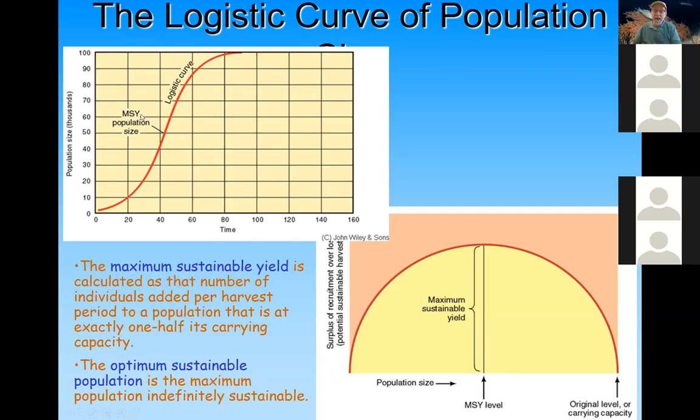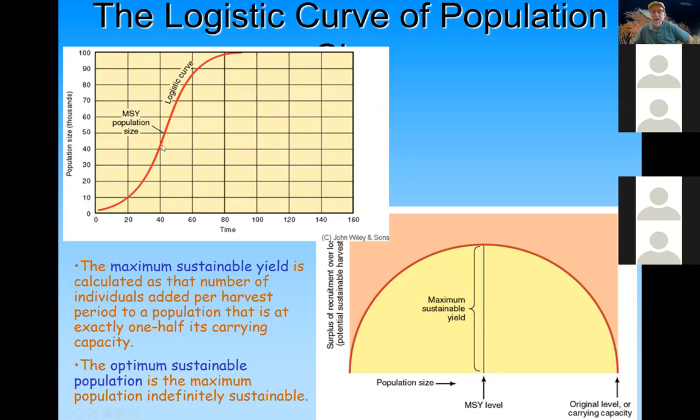Okay, so this population size, and here theoretically it's at 50% of the carrying capacity. At 50% of carrying capacity, there would be a theoretical maximum sustainable yield from this population size. Okay, so this is calculated as the number of individuals added per harvest to a population that is exactly one half of its carrying capacity. And so that number of individuals added per harvest period to the population is what, in theory, a managed fishery could extract from this population on a sustainable basis.